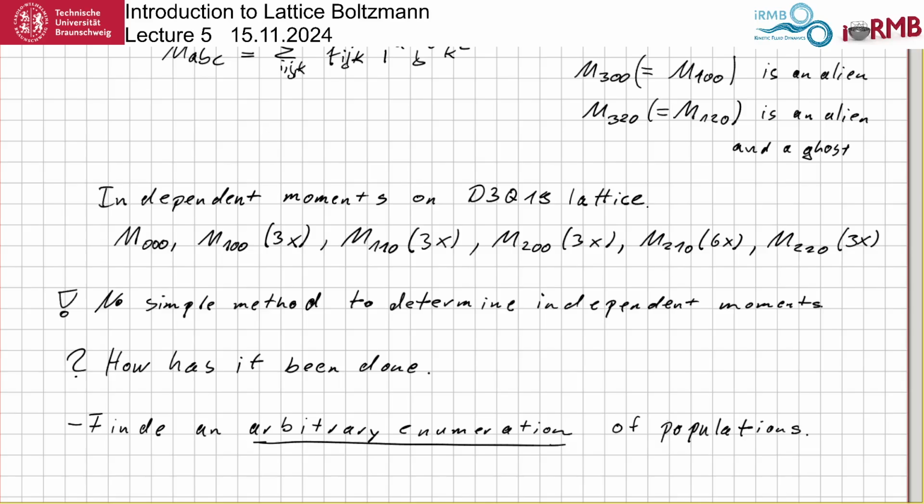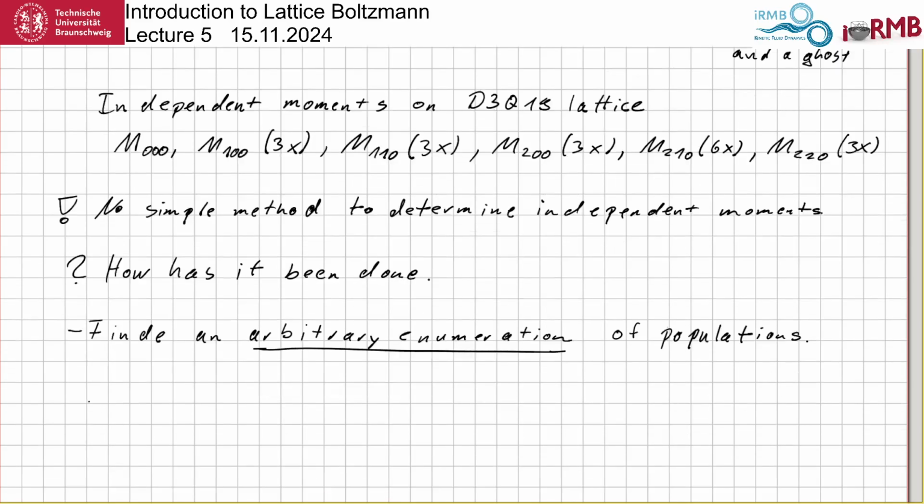And this basically comes from everybody who likes to work with matrices and vectors. So if you want to have a vector, you say you have a vector f with index alpha, where alpha is an element of 1 to q, where q would in this case be 19 for a 19 velocity lattice, right?